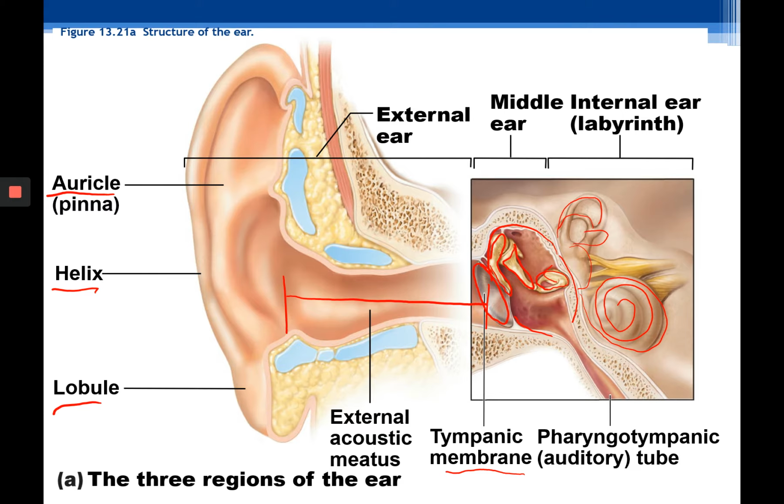Only structure that I want to mention before we move forward is the pharyngotympanic or auditory tube. You may also call it the eustachian tube. This is a tube that connects the middle ear to the pharynx, that's your throat. So it's a tube that connects your middle ear to your throat and helps equalize pressure between the two areas. Make sure you know that the pharyngotympanic or auditory tube is located in the middle ear.